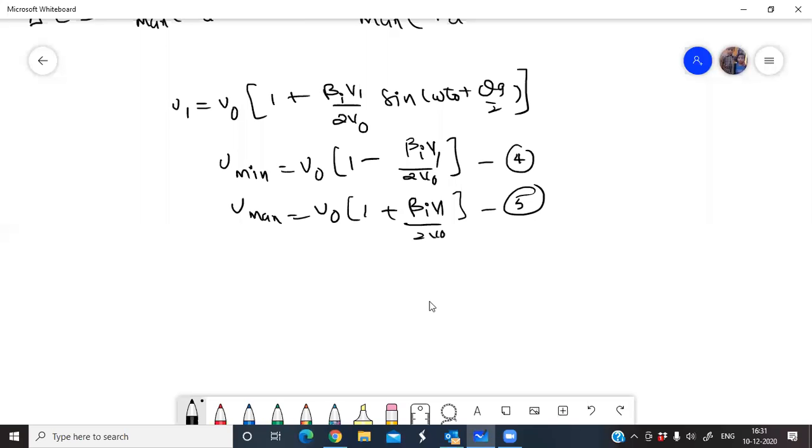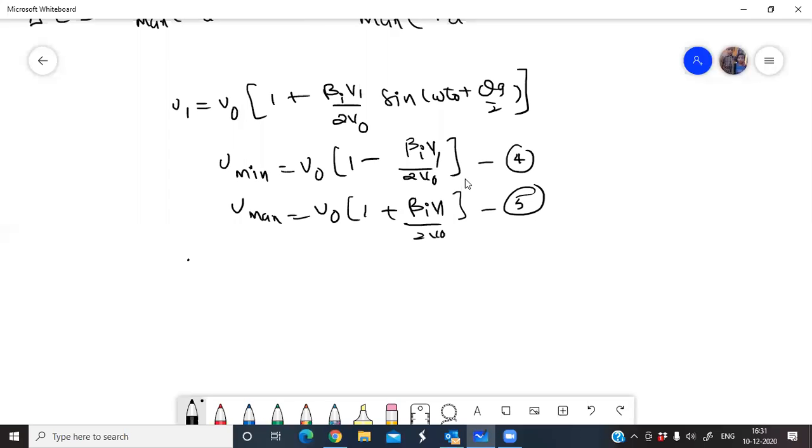Right, V minimum, V maximum completed. Equations number 4 and 5. Now I want to substitute equations 4 and 5 into equations 2 and 3. Substitute that. That means in place of V minimum, substitute equation number 4. In place of V maximum, equation number 5.